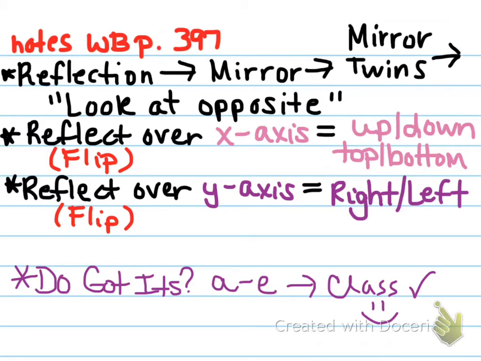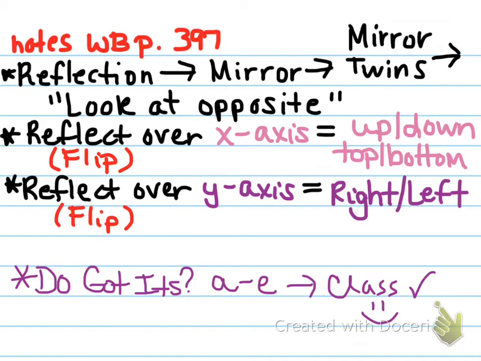Now, the new section on page 397 is talking about reflections on the coordinate plane, and here's an easy way to help you out with this so it doesn't look like exactly what you see in the book. This is another way to help you. Think about a reflection like when you look in the mirror. There's actually a thing called mirror twins, which means they're looking at their opposite. If one twin is left-handed, the other one is right-handed. So think of looking into a mirror at your reflection and seeing the opposite.